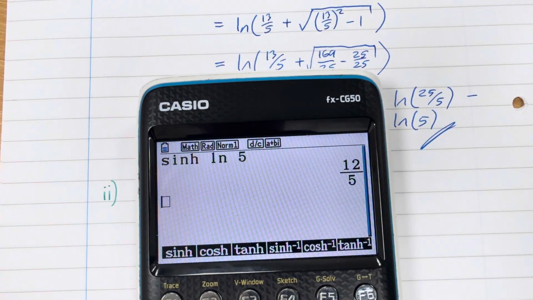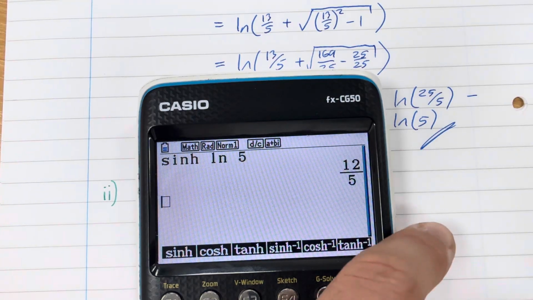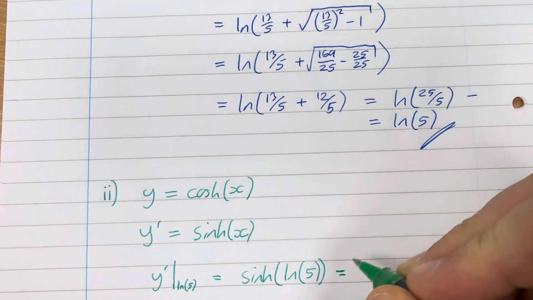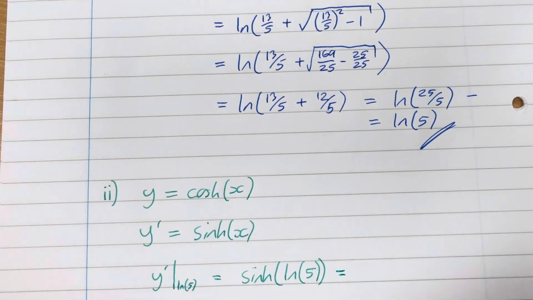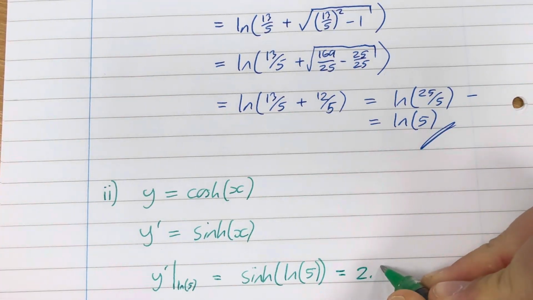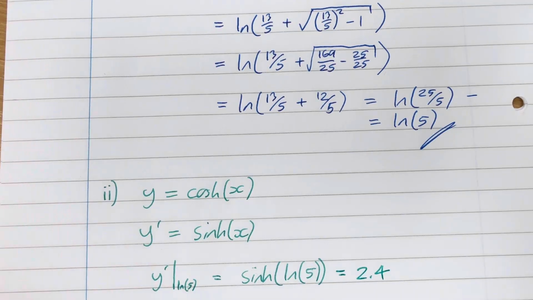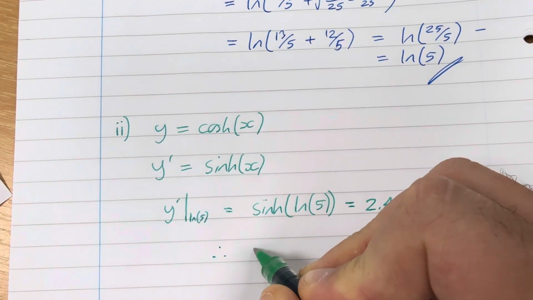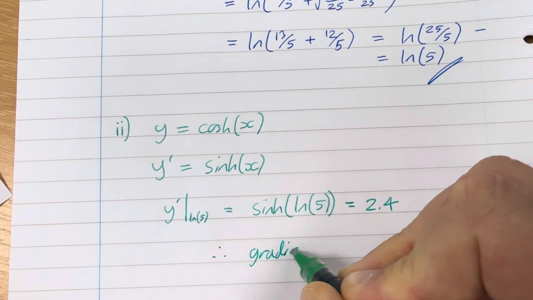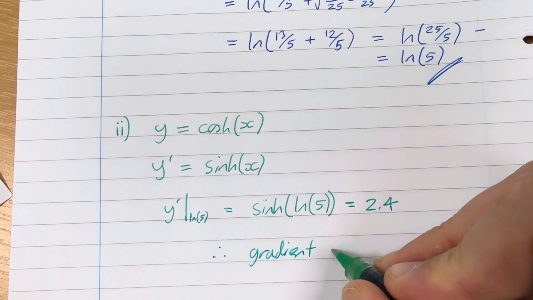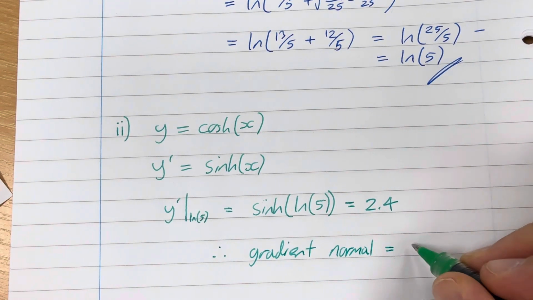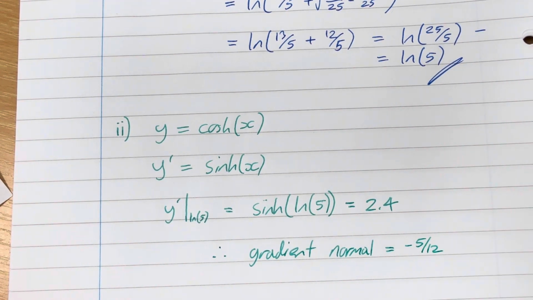You could run it through the exponential definition for sinh, that's fine. In some cases you would have to do that if it showed detailed reasoning, but in this case, we can just pop it in our calculator to obtain that it is 2.4. Okay, so that's the gradient. Therefore, the gradient of my normal is going to be the negative reciprocal of that, because it's normal, it's perpendicular. So that is going to be minus 5/12.